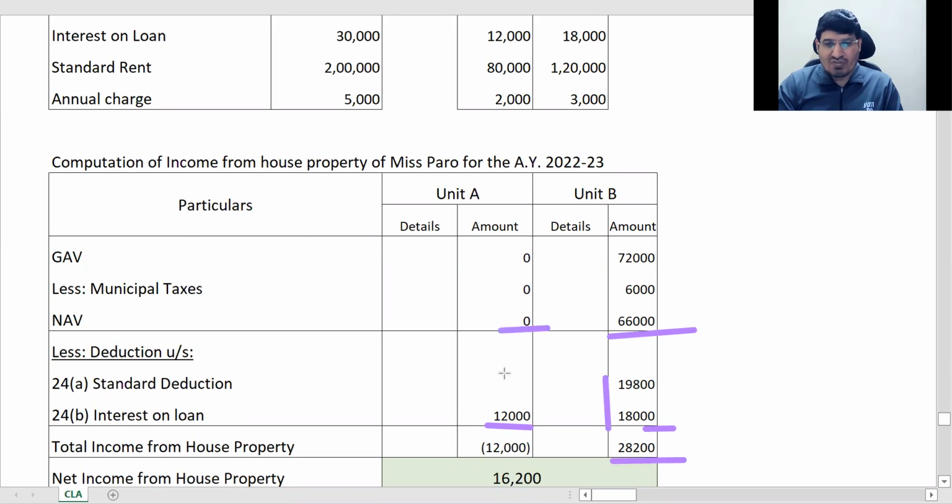This will be 0 minus 12,000, which will be minus 12,000. Show minus in brackets always. And now to get the total income of house property, just add these two. If you add minus 12,000 and 28,200, you will get 16,200. Okay, understood? The problem was very simple. The only thing is the apportionment part.